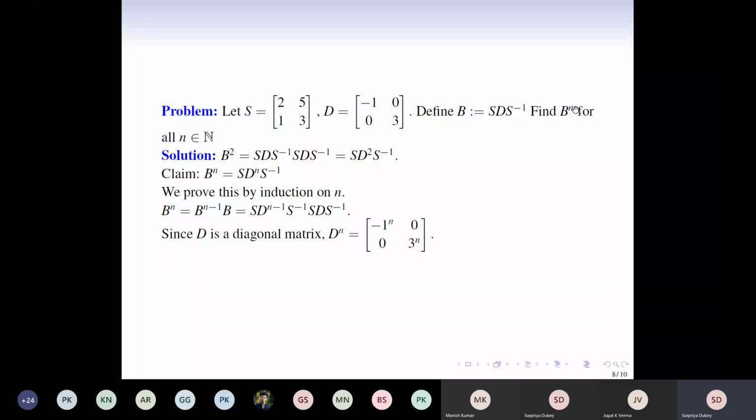What I'm trying to emphasize is the following: instead of doing the multiplication n times, if n is equal to 200, you need not do the multiplications 200 times. You have S and you have D to the 200, which will just be 1, 3 to the 200, 0, 0. So you just need to multiply 3 matrices in order to get B to the n for any n. Once we have this, we can easily compute B to the n. I think we can stop here today.